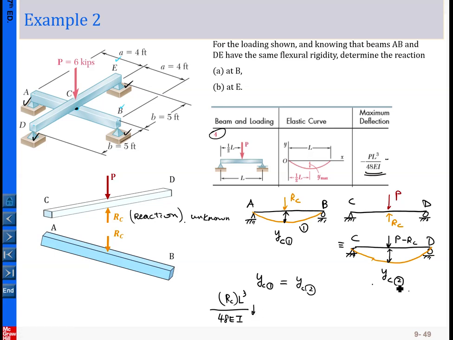And what is YC2? YC2 again adopts this pattern here. The magnitude of the load here, compared to this one, is P minus RC. Multiply with L cubed and divide by 48 EI. And again this loading is downward, so that is YC2. So basically the two numbers must be equal, and then you can solve for RC.